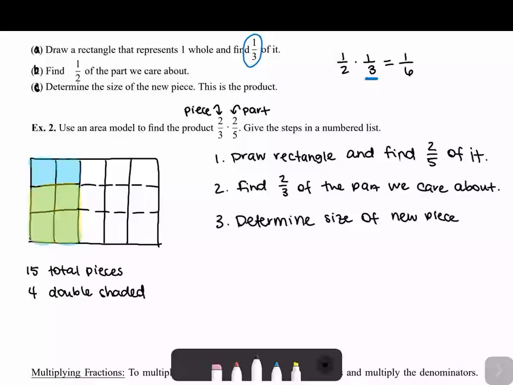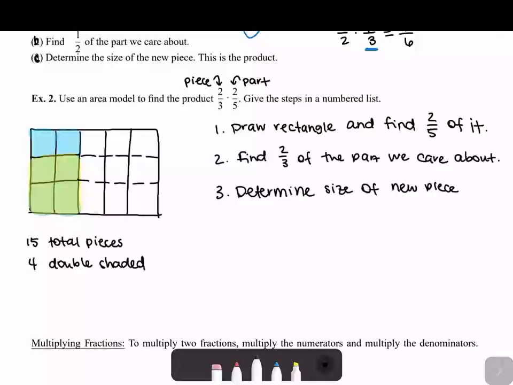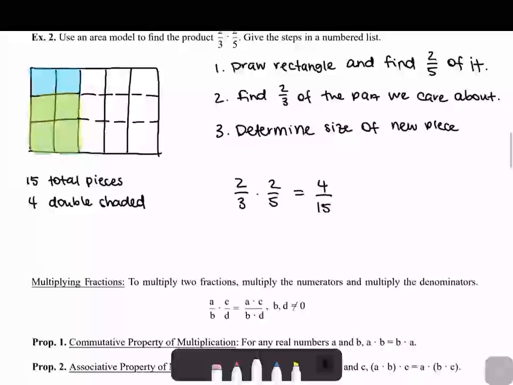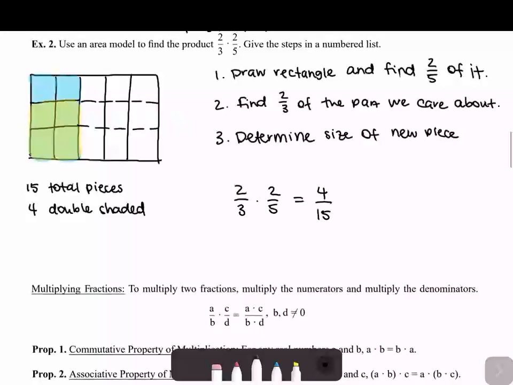Okay, so that tells us that 2/3 times 2/5 is going to be 4 out of 15. And that is because we have 4 pieces that were double shaded out of the 15 total. Okay, now let's see how this relates to the multiplication algorithm that we all know.